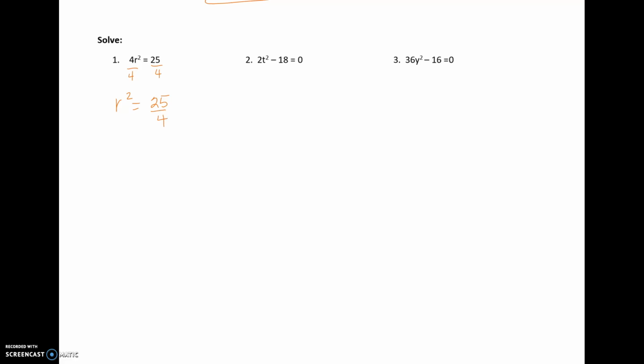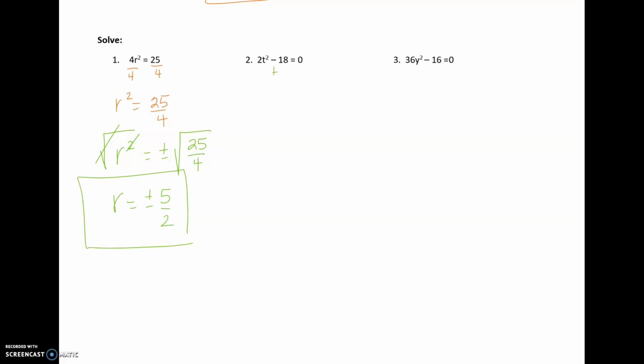How do I undo something that's squared? I take the square root. If I had something that was cubed, I would take the cube root of it. So r squared, now I'm going to take the square root of that. And when I take the square root of the other side, I have to do positive or negative, because remember that with r squared, we don't know if that's a positive or negative r. When I take the square root of something squared, the square root of r squared is r, it basically cancels it off. The square root of 25 is 5, and the square root of 4 is 2. So my solution is r can be positive or negative 5/2.